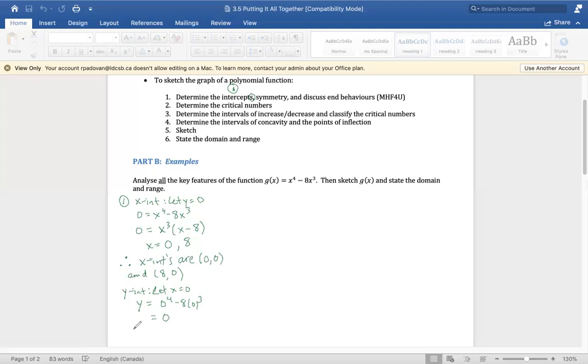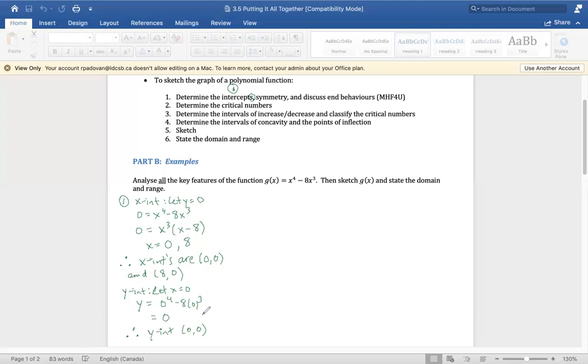So therefore, I have a y-intercept of 0, 0, which that point already exists, right? So that's just kind of confirming it. If I had a different value in here that didn't line up with that, then maybe I've done some math wrong there. So 0, 0, and 8, 0. So that didn't help me with an additional point, but that's okay.